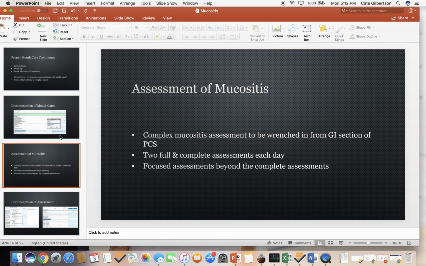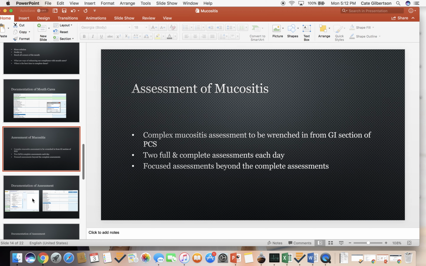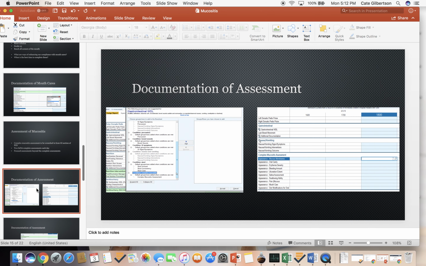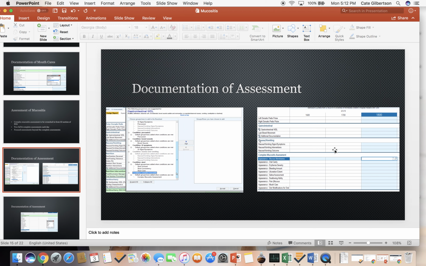So we want to be using the complex mucositis assessment, and that needs to be charted in the GI section on the PCS. So we'll do 2 of them a day, and I think when Epic upgraded a while ago, it got put in maybe a different place. So when we went through the audit of the assessments, some of our patients didn't have this. So we want to chart it in from the GI section under complex mucositis scale. And then it's right over here is how we want to be using it. And then filling that out twice, or doing a full assessment in the mouth at least twice a day.